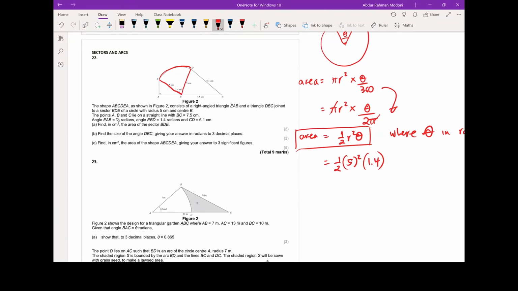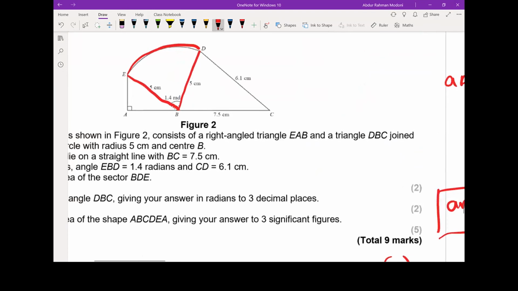So part B. Part B then goes on to say, find the size of the angle DBC, giving your answer in radians to 3 decimal places. So first of all, let's understand the angle that we're after, DBC. We're after this angle here. I'll put an X here, indicating that's what I'm trying to work out.